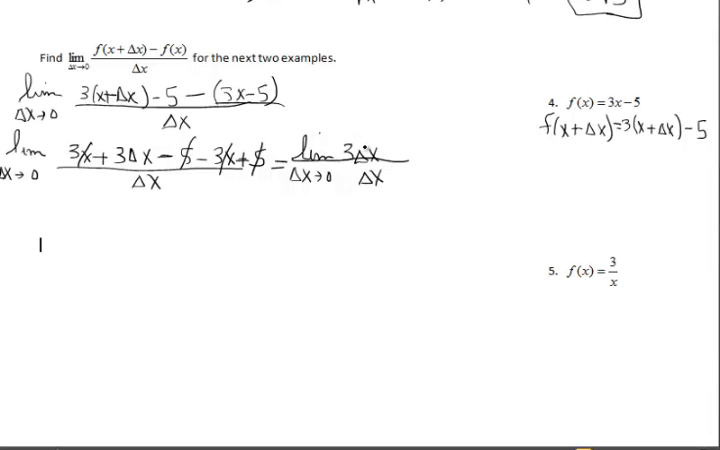I can divide out delta x with the delta x, and I'm actually left with the limit as delta x approaches 0 of 3, which is equal to 3. So think of this as 3r divided by an r, and your r's would cancel and you'd be left with 3. So our limit here in this case is 3.